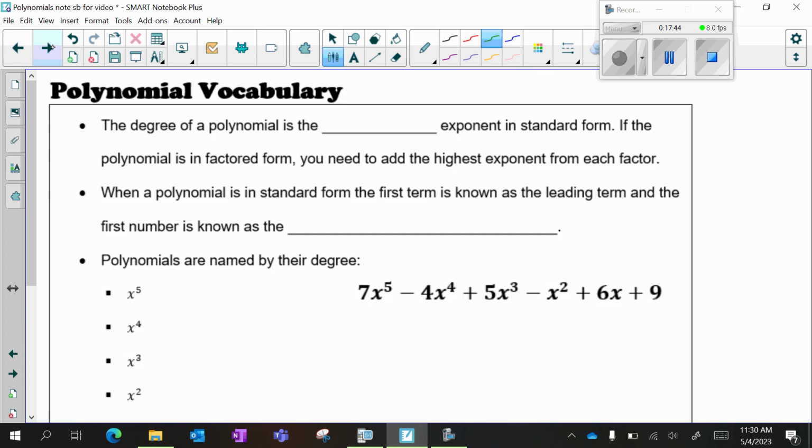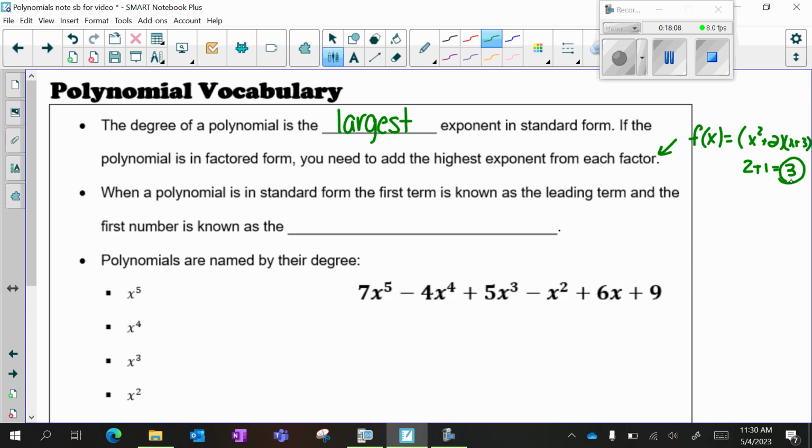So let's go to our polynomial vocabulary. The degree of a polynomial is the largest exponent if I'm in standard form. If the polynomial is in factored form, you have to add the highest exponent from each factor. So an example of that would be f of x equals x squared plus 2 times x plus 3. This would be 2 plus 1. It would have a degree of 3.